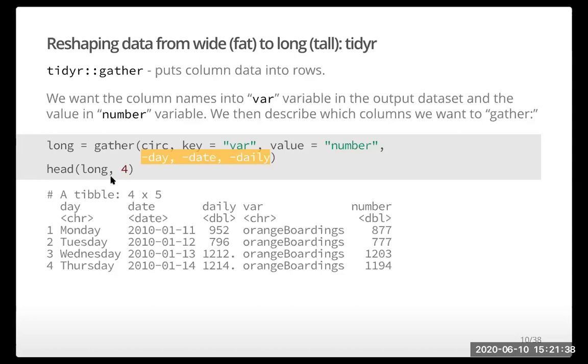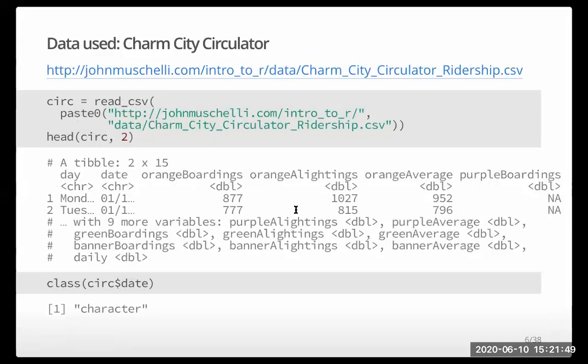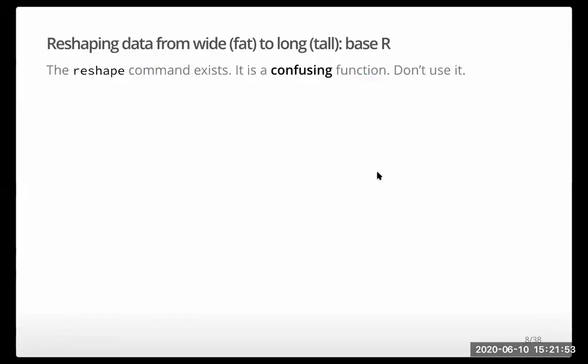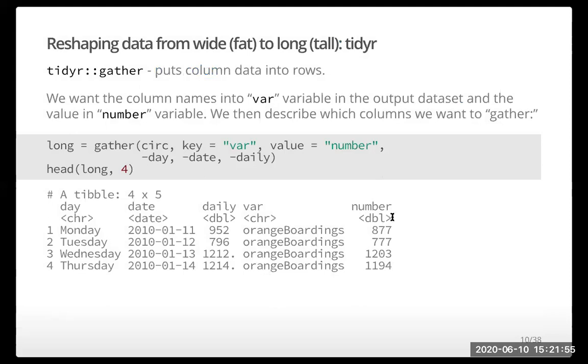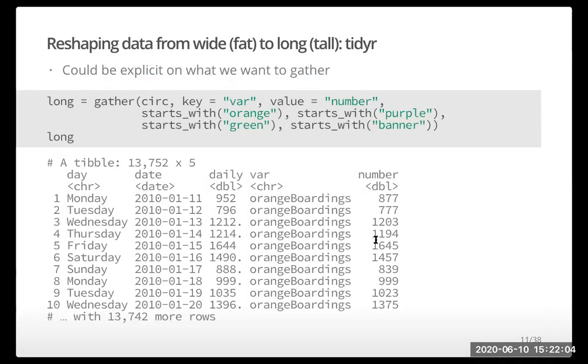So here we see what the output is, and we call the output long. So there's a day, which is still day of the week, date and daily. None of those are changed at all. But for example, where we had, let me go back, orange boardings, orange alightings, orange average, and things like that, those have all been converted into individual rows where the numbers have been filled in. So there are other options for gather. I would highly recommend looking at the documentation for that, but that's one way to do it.